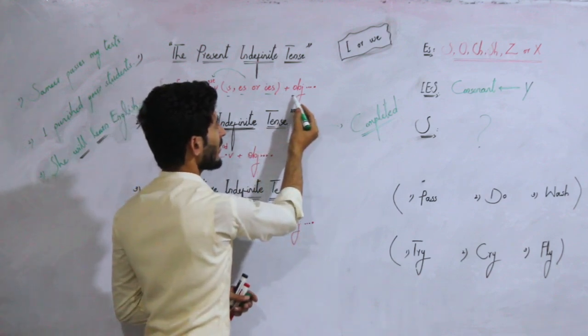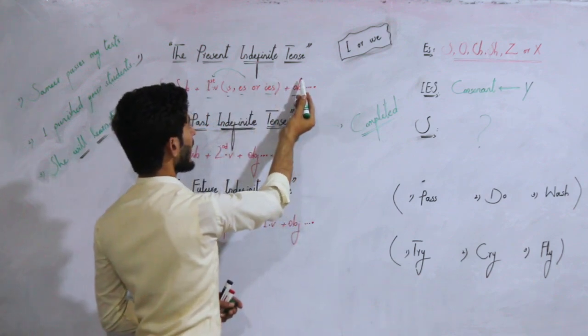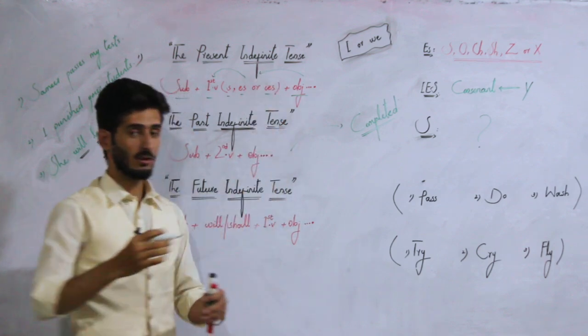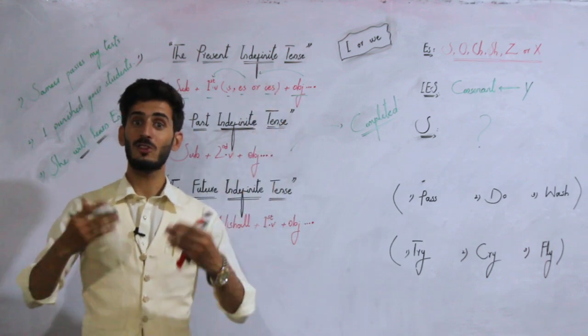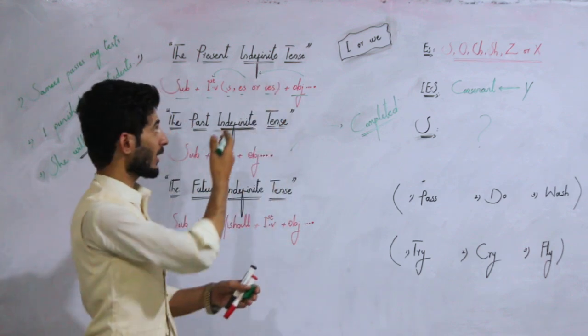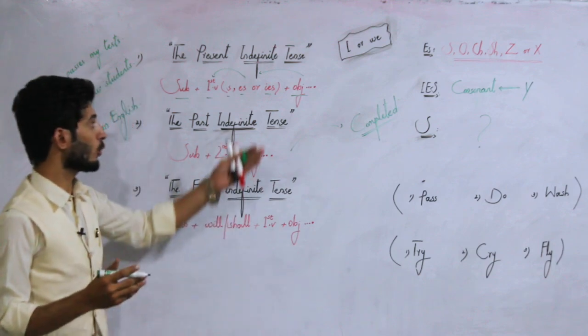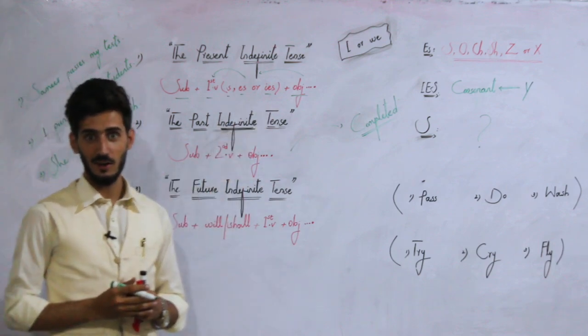And then you have to mention the object, receiver of the action, right? A person or thing that receives the action is known as the object of a sentence. So you have to mention the object of the sentence in the end.